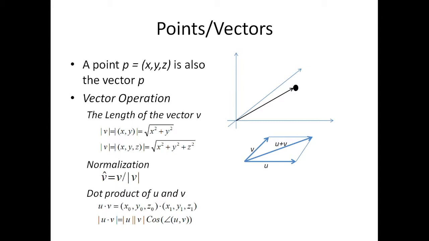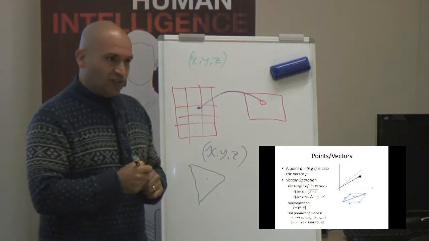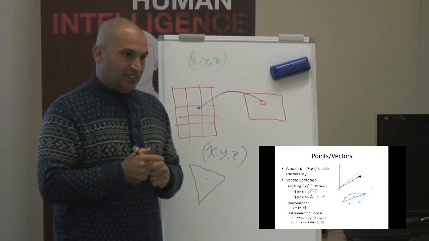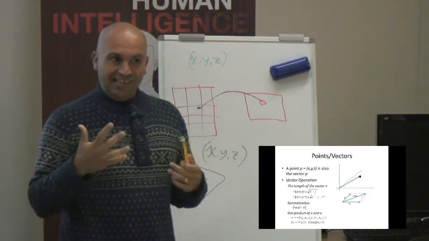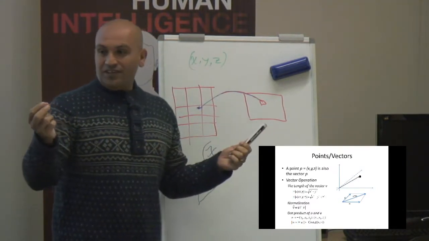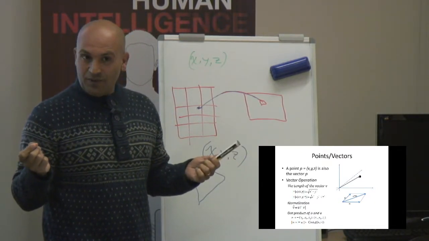So similarly, we have a dual representation. It's the same thing: x, y, and z represent a point and also represent a vector. And if we take all these vectors, they could represent the entire space, because all of these are points in the space.